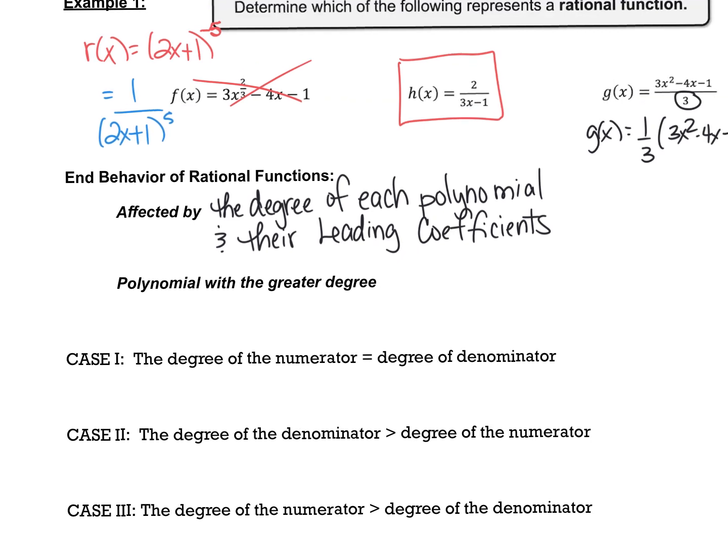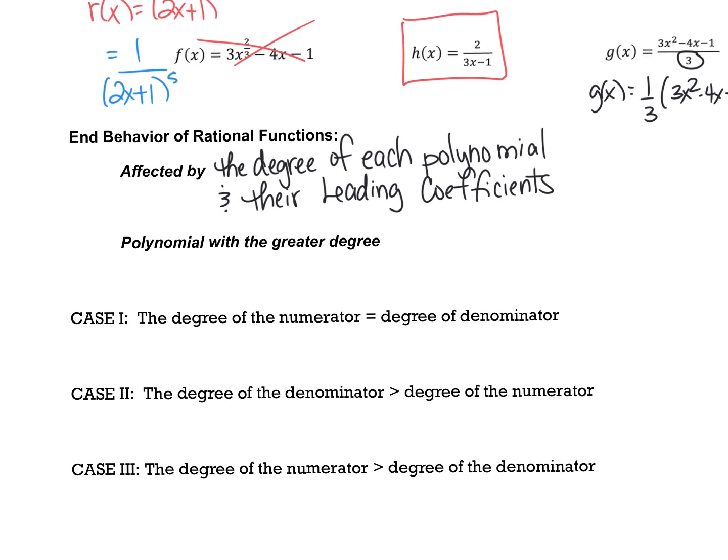Now, because we have multiple polynomial functions, one in the numerator and one in the denominator, the polynomial with the greatest degree, and I think this is a great word, will have input values that dominate. Ooh, world domination. That dominate the rational function. So it's going to kind of take over.